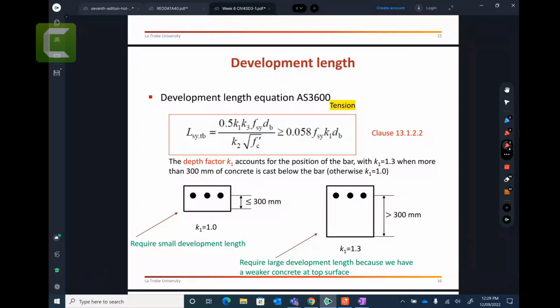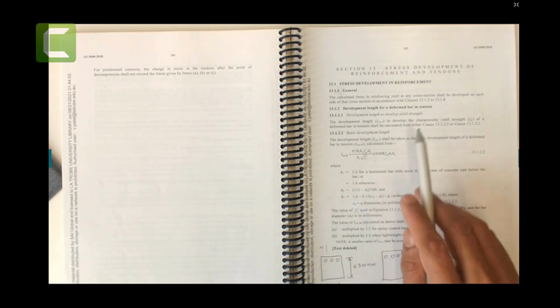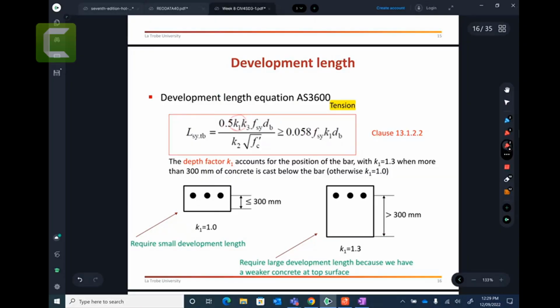Now, first of all, let's work out each factor one by one. You have the K1 factor. What is the name of the factor K1? It is written here. By the way, let me guide you first where it is. So K1 has two options. K1 can be taken as 1.3 for a horizontal bar with more than 300 millimeters of concrete cast below the bar, or you can take K1 equal to 1. The standard does not give a name, by the way, and you don't need to remember this name, but K1 is called the depth factor.